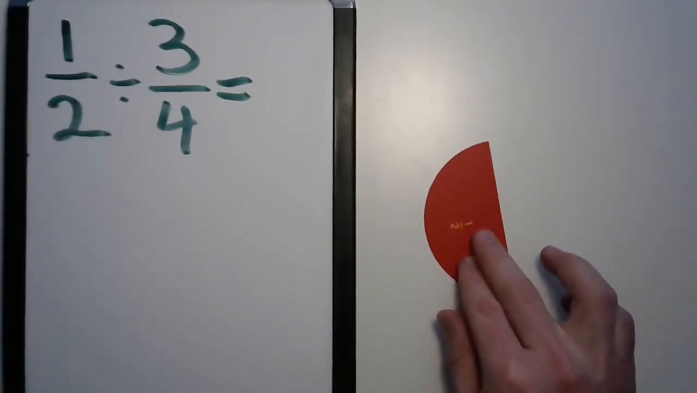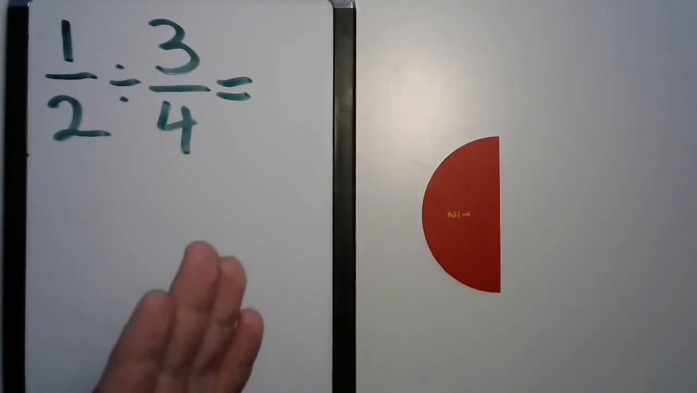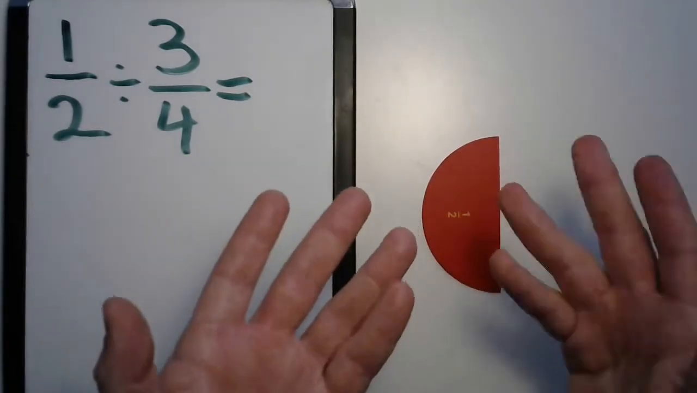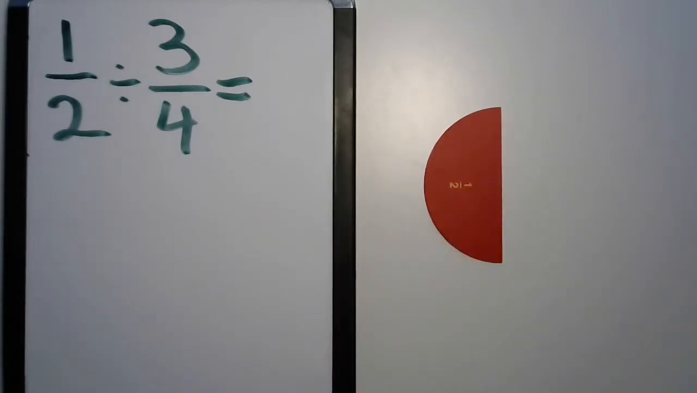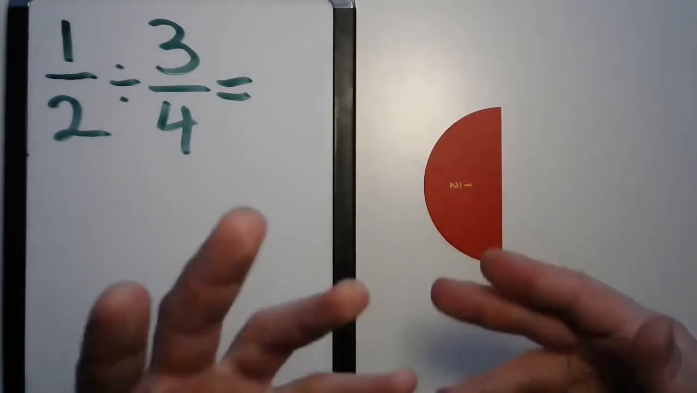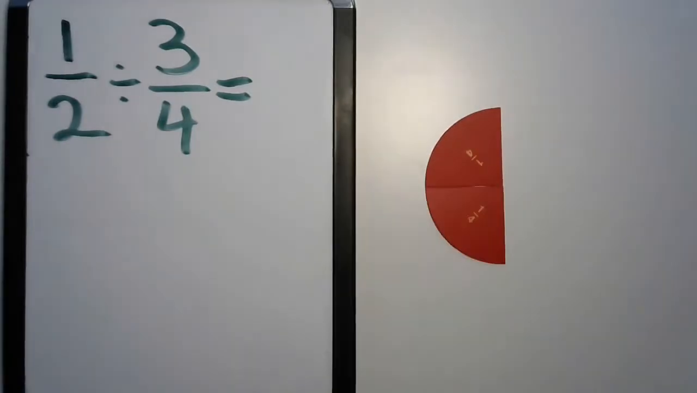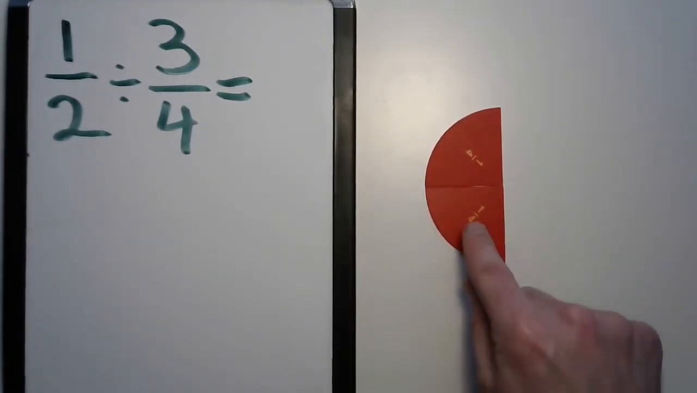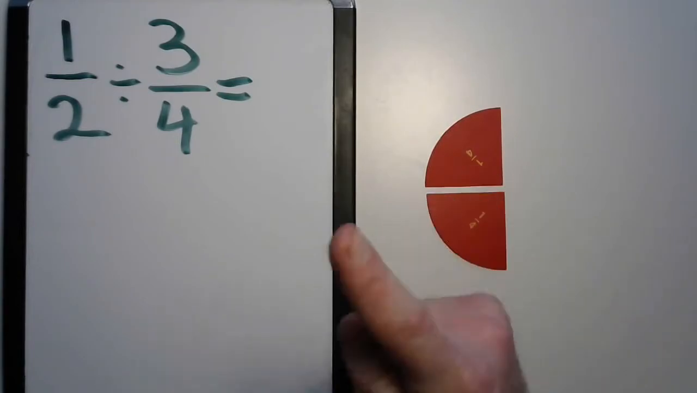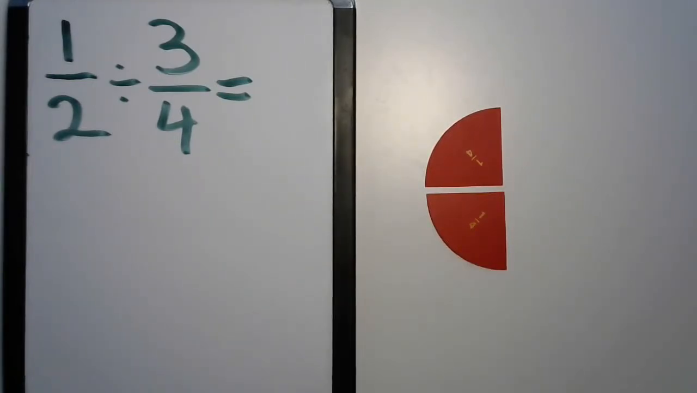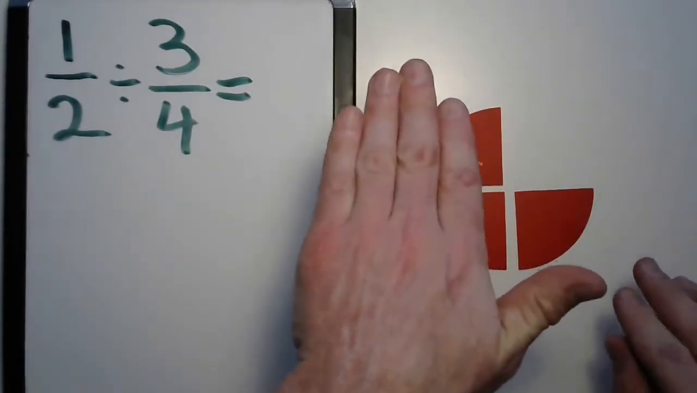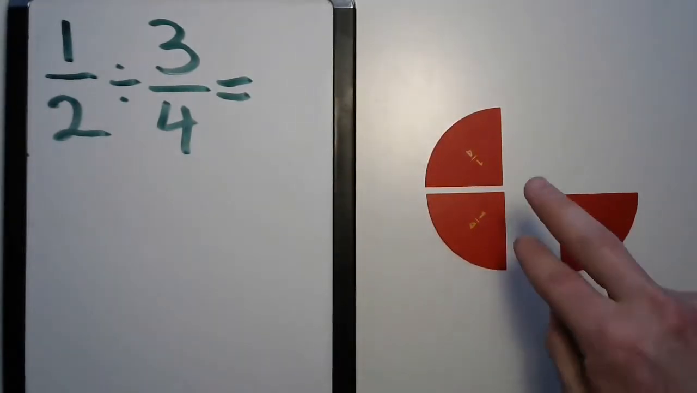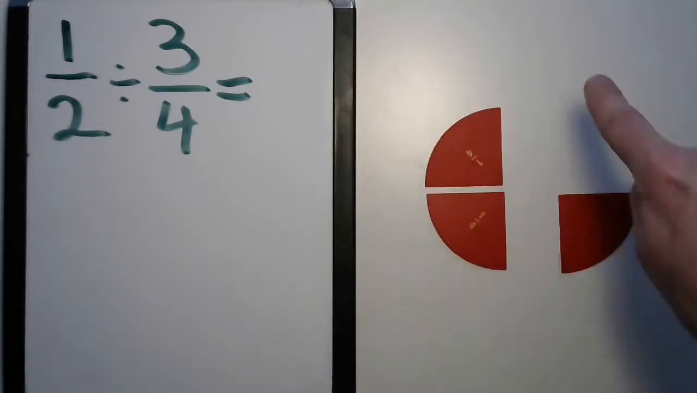Hey, there's one. And we need to split this into quarters. And we need to figure out, can we make a group of 3/4 out of this? Well, first, let's split this into quarters. Boom. Here we go. And we have 2. But we're looking for a group of 3/4, right? If we had another one here, we'd have a whole group. We don't have that much here. We only have 2 of the 3 pieces.